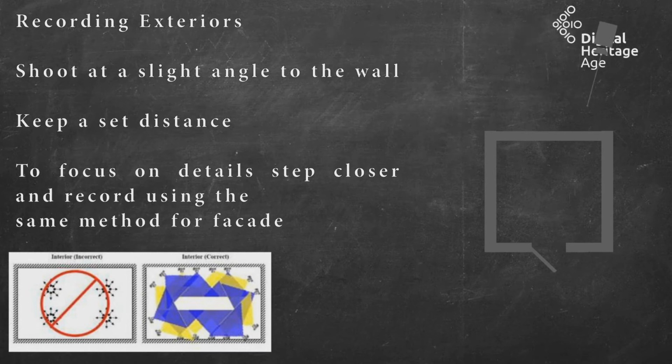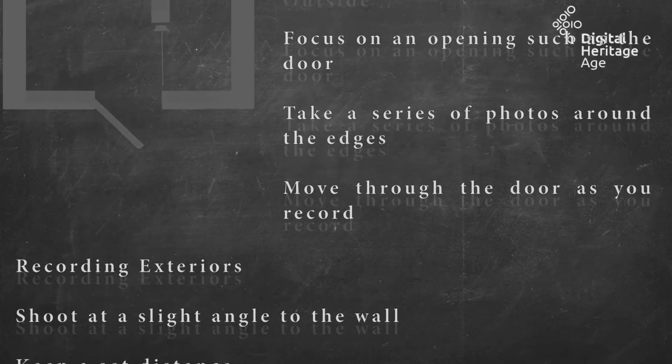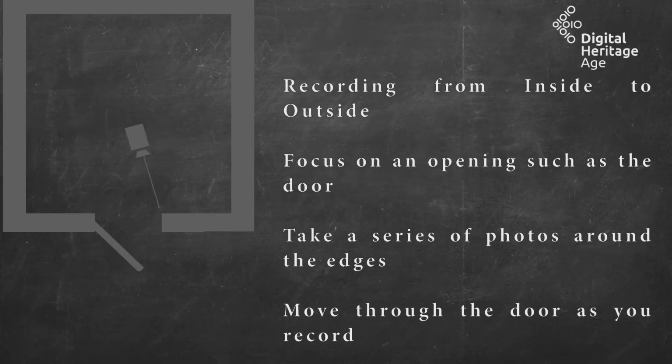Recording the exterior, again, you're taking 1 step each time and a photograph each time, moving around the object that you want to record. If you want to then focus on a small bit of detail, you can step a bit closer, taking a photo each time you step closer, and then repeat the same method for the facades. You can also move from inside to outside quite seamlessly if you can find a large enough opening like a door. So you'd focus on the opening and then take a series of photographs around the edge of that opening, moving through the door as you record, and then completing that with an exterior process or a facade process again.